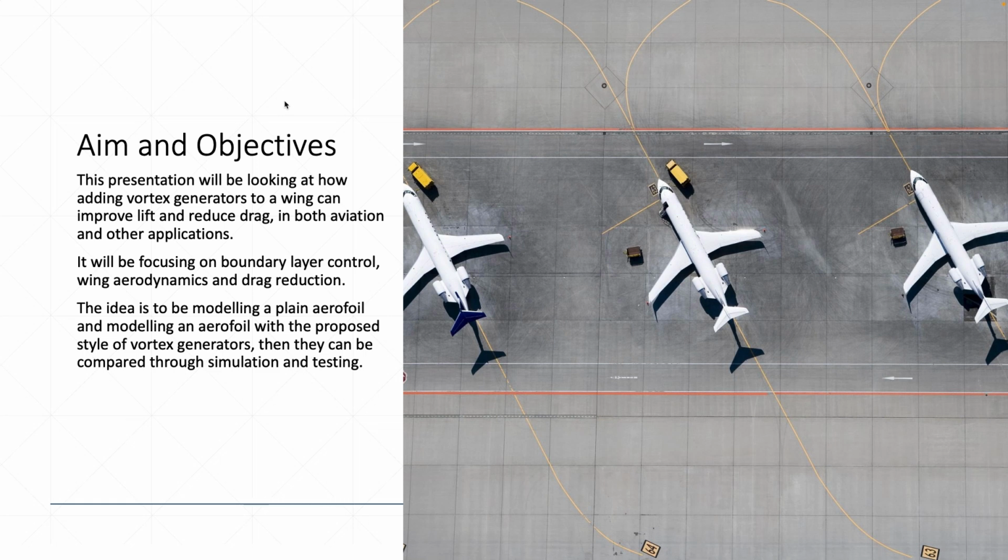So, aims and objectives. This presentation will be looking at how adding vortex generators to a wing can improve lift and reduce drag in both aviation and other applications. It will be focusing on boundary layer control, wing aerodynamics, and drag reduction. The idea is to model a plain aerofoil and an aerofoil with the vortex generators. And then through CFD and physical testing, we are able to see the differences and hopefully see an increase in efficiency.